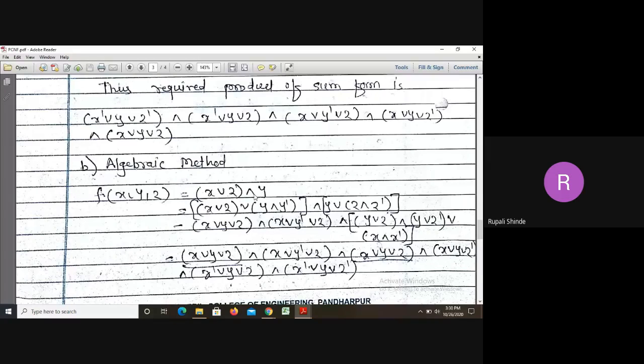So now we have to find the product of sum for this same example. First of all, we will think about this bracket, X or Z. Again we have to think about which one is the missing variable. Here the missing variable is Y, so we have to add it. How can we add it? X or Z or Y and Y's complement. This is the rule. In this way we can add missing terms in PCNM.